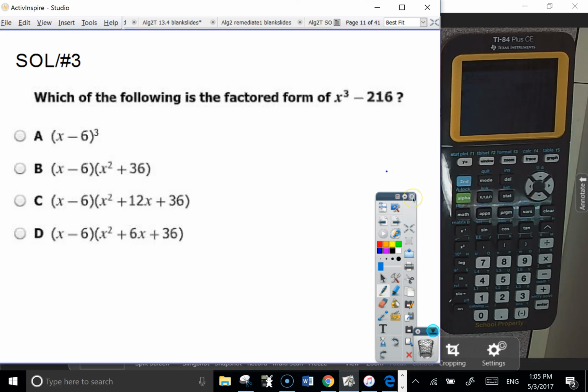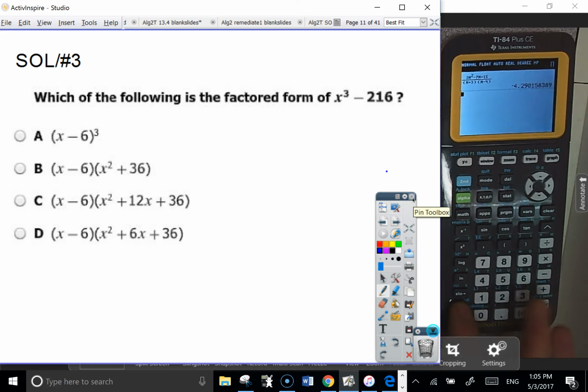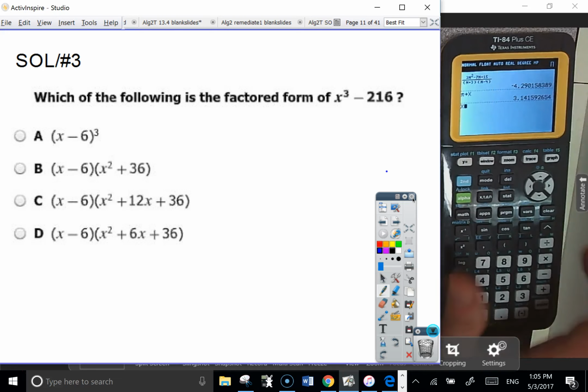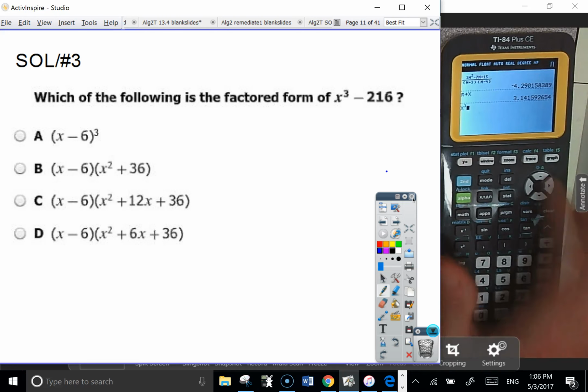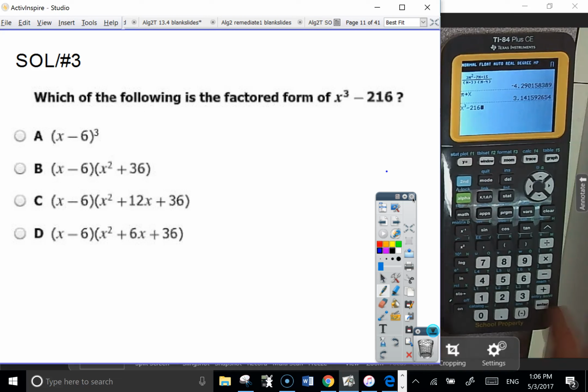Okay, so again, we could store this. Store for x, second pi, store x. Enter. And x to the third minus 216 is negative 184.99. Write it down.